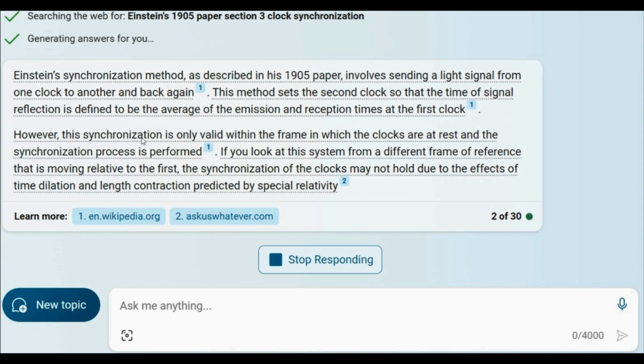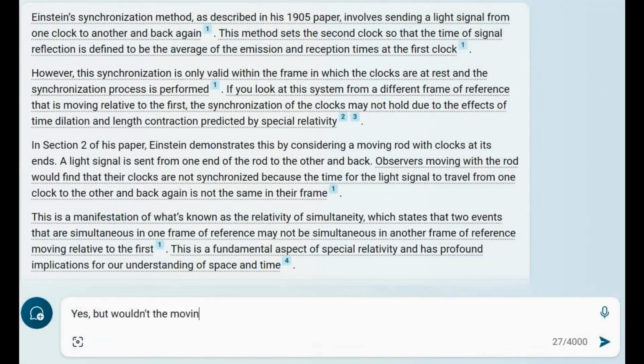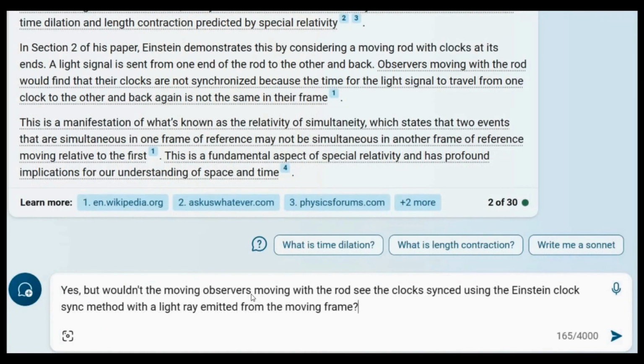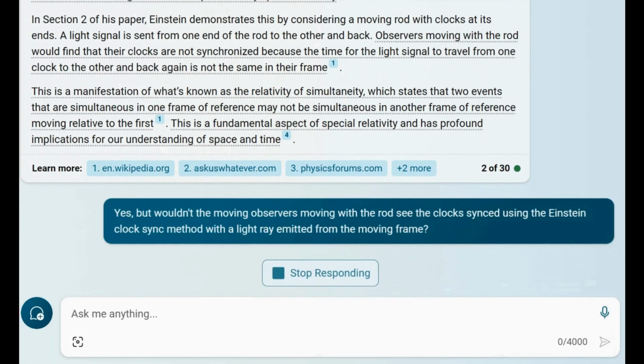Right here, the AI starts to contradict itself. It says, however, this synchronization is only valid within the frame in which the clocks are at rest. Now, it should also say at rest relative to the light source. So let's ask it again. The moving observers moving with the rods should see the clock synced if the light ray is emitted from the moving frame.